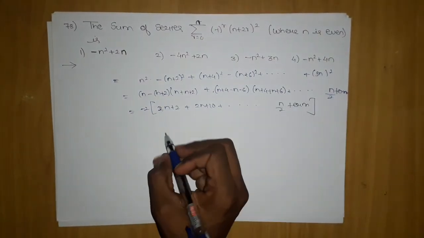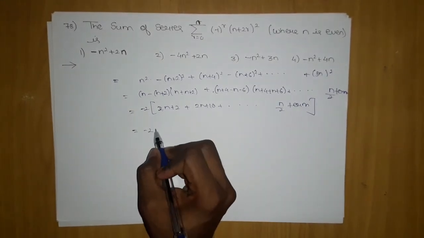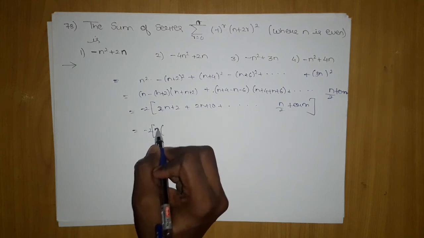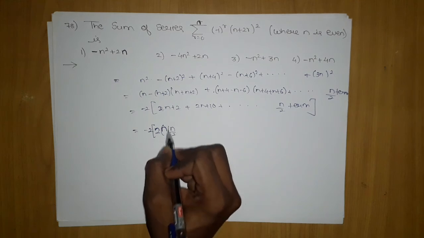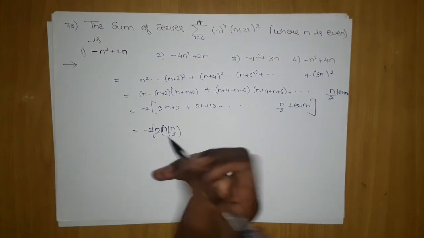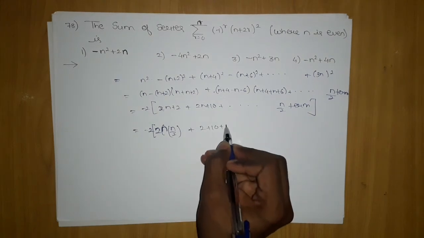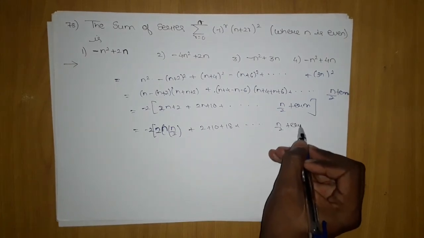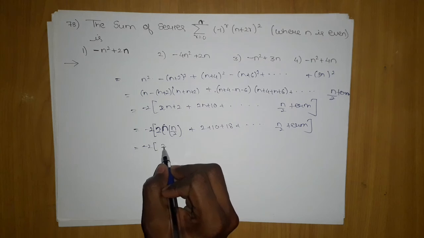Okay, so here you can observe one thing. Minus 2 is taken out. This 2n will repeat how many times? I have taken this minus 2 outside, and this 2n will repeat n by 2 times, because n by 2 terms are there. And the next thing is 2 plus 10 plus 18, and so on till n by 2 terms. This one will become nothing but n square.